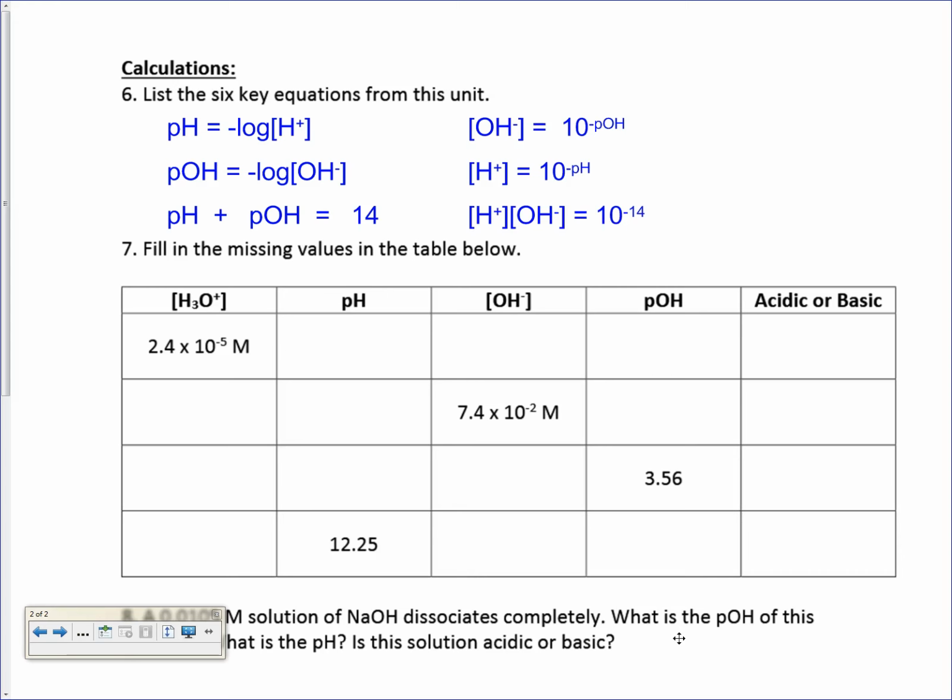So the first thing that we're going to do, if we want to calculate pH, you need to take the negative log of that H3O plus. So put in negative log of 2.4 times 10 to the negative 5th. That has 2 sig figs. So our pH here would be 4.62.